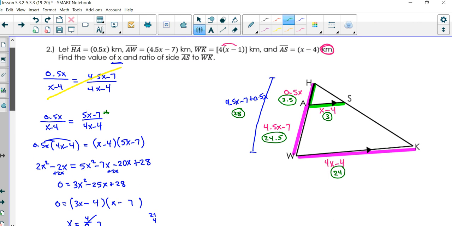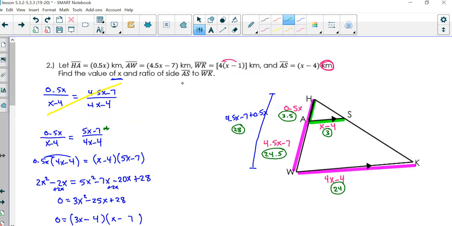And then I'm going to come up here. I need to find the ratio of side AS to AW. A ratio is a fraction. Whatever is listed first must be the numerator. So that means that my ratio is going to be side AS compared to side WK.